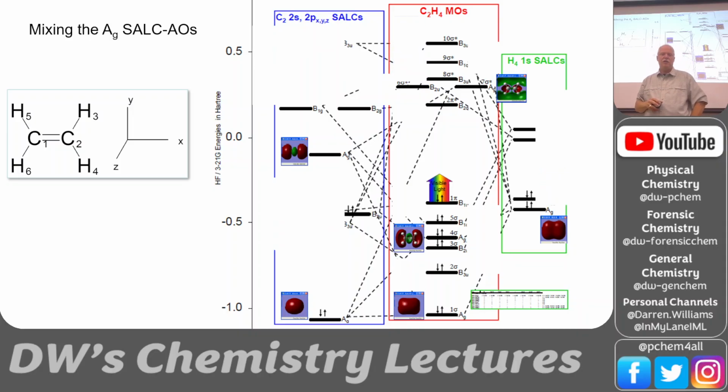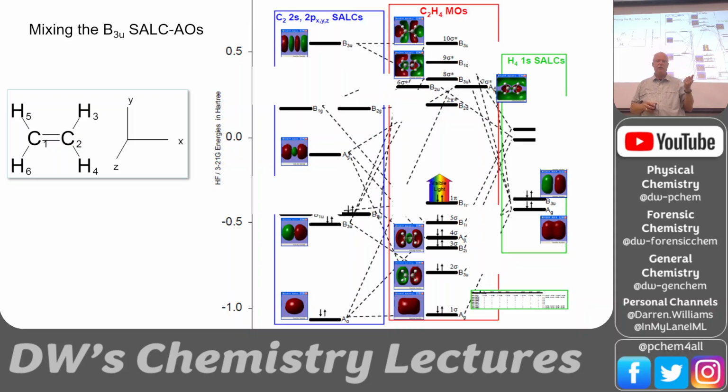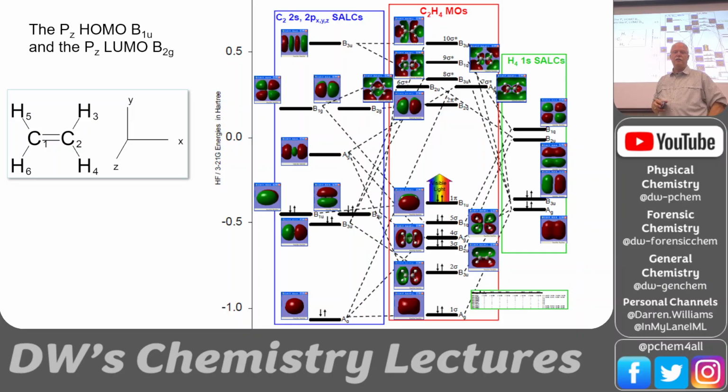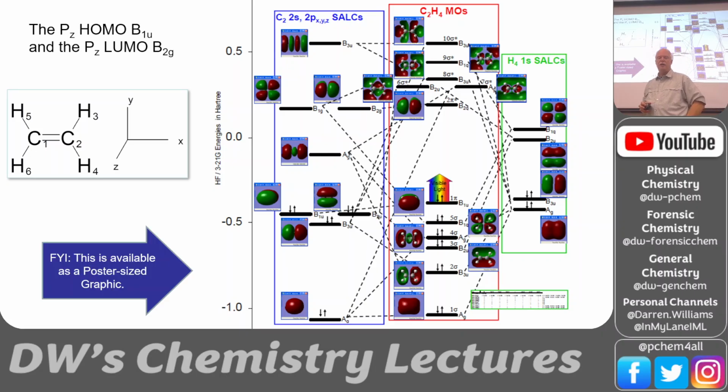So I just show you, here's the Ag interactions. So all of these four are Ag, and they combine to make four in the middle. Then we have the B3u's that combine, and they make a bunch in the middle. And then the B2u's, and then the B1g's. So then we end up with this, this middle piece right here, which is the molecular orbital diagram for ethene.